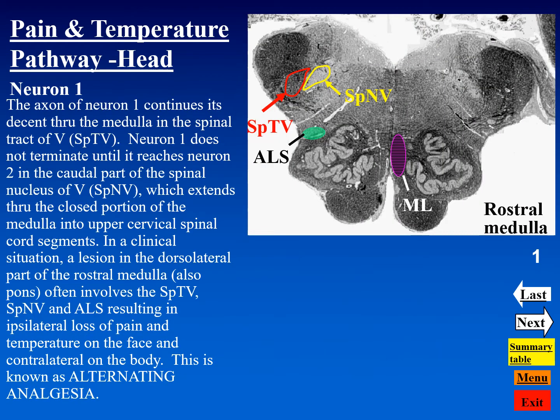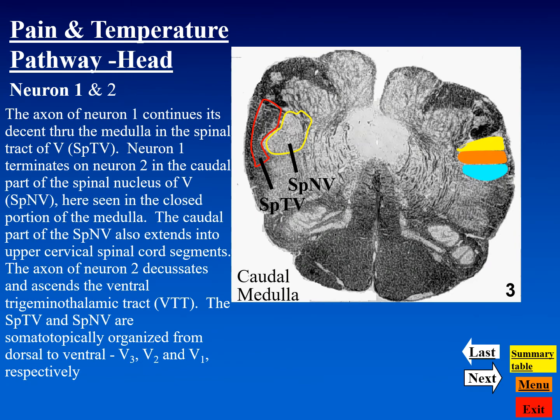Here in the rostral medulla, we see the pain and temperature fibers of the head region continuing to descend through the spinal tract of 5. Axons of neuron 1 in the pain and temperature pathway from the head region will continue to descend into the caudal medulla and will then synapse upon cell bodies of neuron 2 in the spinal nucleus of 5.